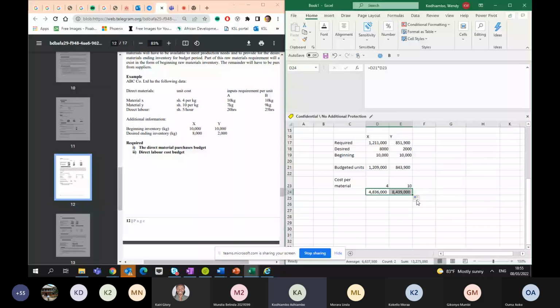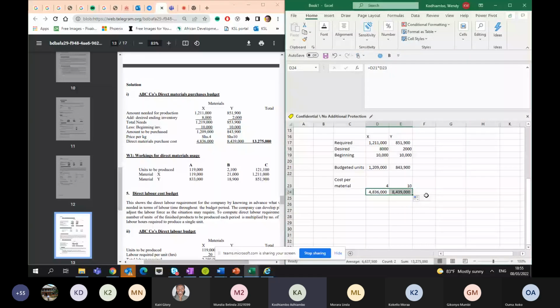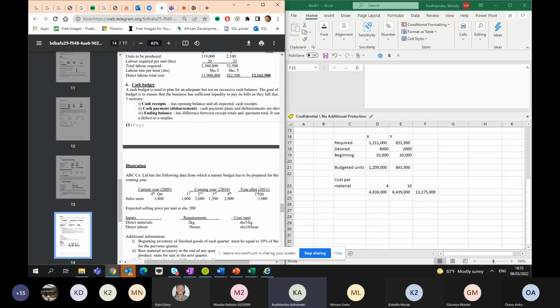Then let us now move closer to the answer, which I hope is that one. Let us see. There, so that is it. Is it? Yes, that is the answer on the budgeted. So the next question is on, so that is how you do that.